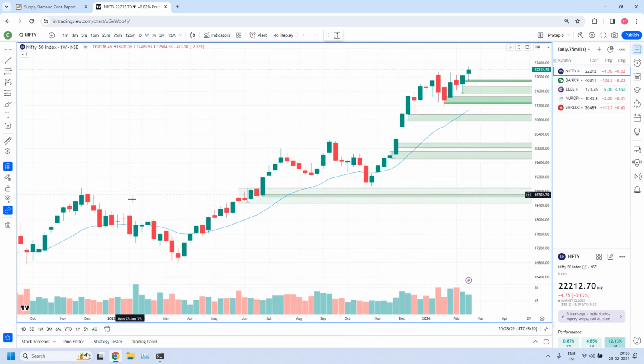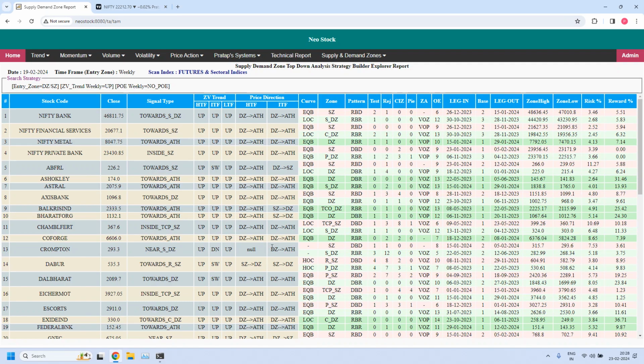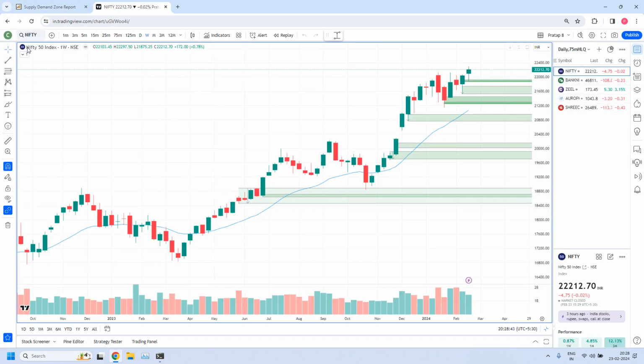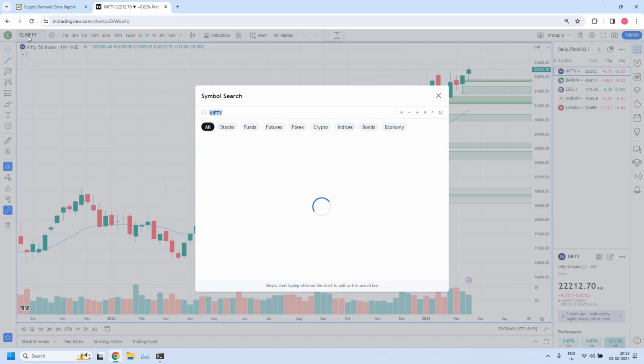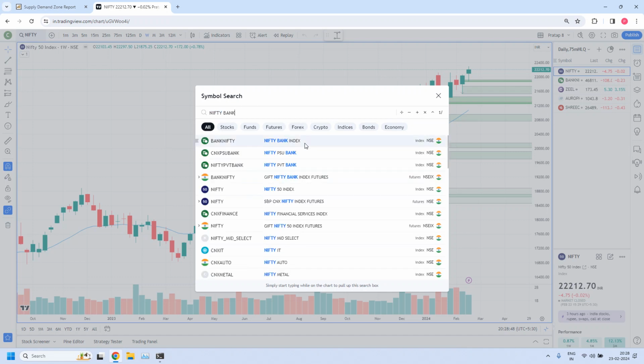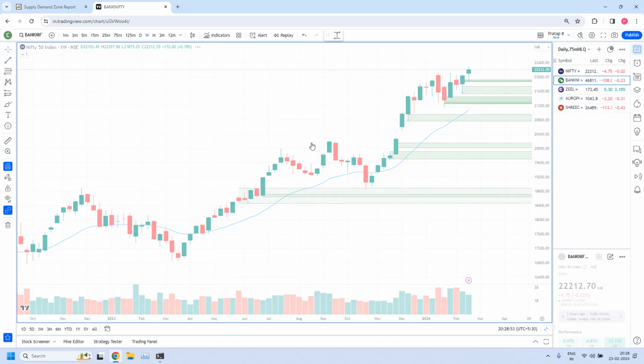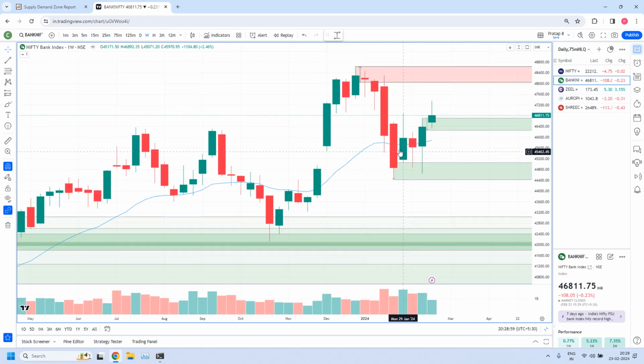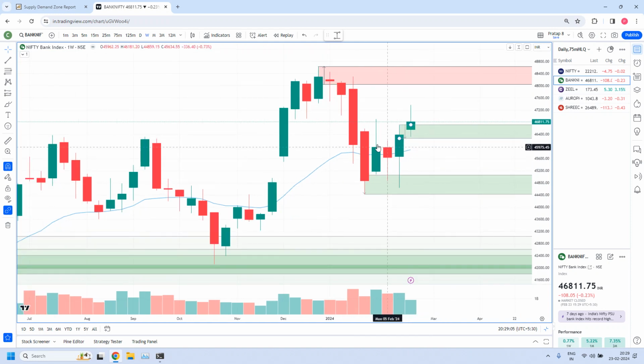So I'm going to the weekly time frame. Let me take one stock with price over extension completed. Let me take Nifty Bank itself. Many people might be trading Bank Nifty, so it might be useful. I'm opening Nifty Bank in the equity segment. Here, price over extension is already completed. Now there is no price over extension for this stock. It's completed currently.